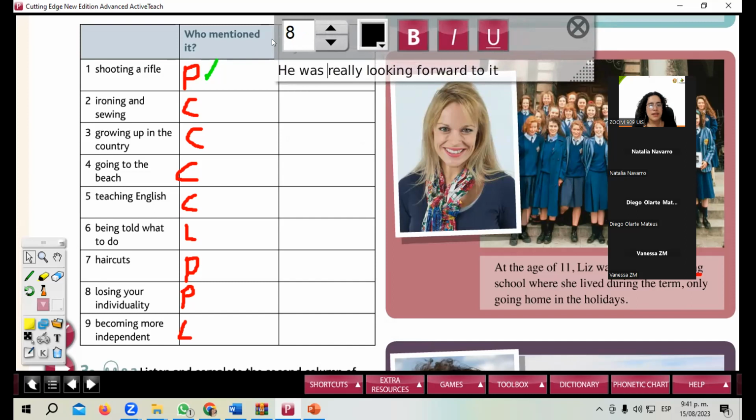Yes, thank you. Anything else, other students, for shooting a rifle? Manuel? He never shot after. Okay, he never shot. You mean after or before? Before, sorry. Okay.